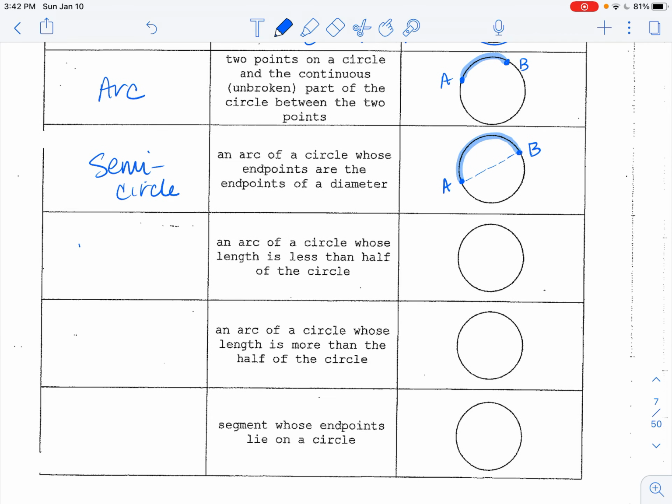A minor arc is an arc of a circle whose length is less than half of the circle. This is a minor arc. And I'll give you an example. From A to C, this is an arc that is less than half the circle.